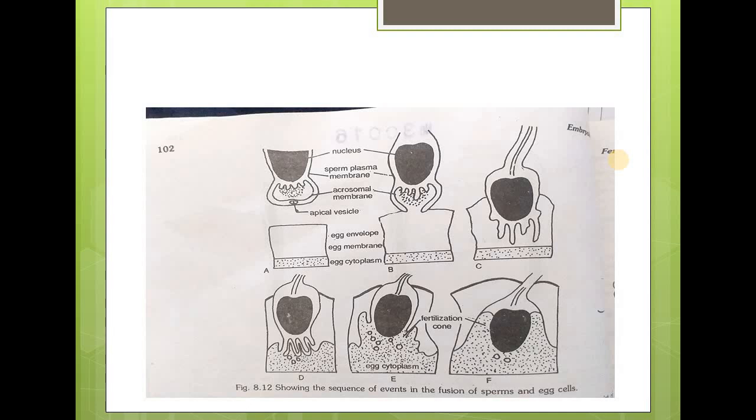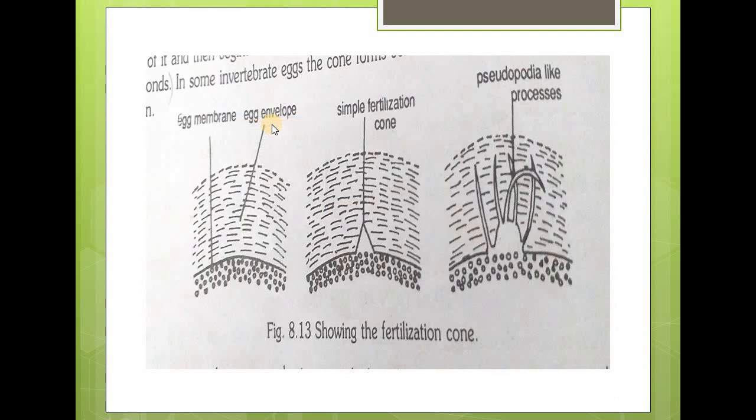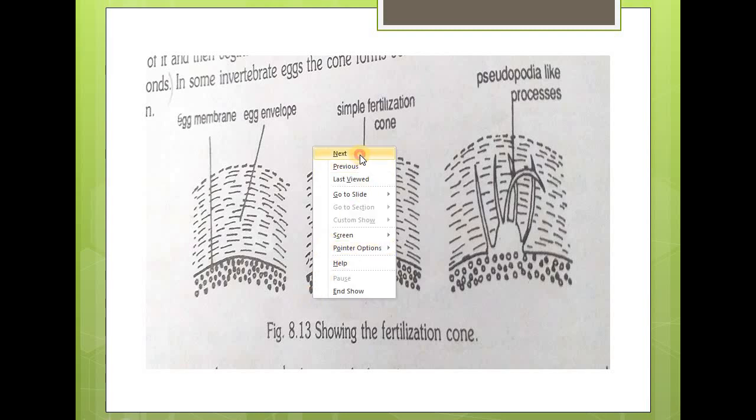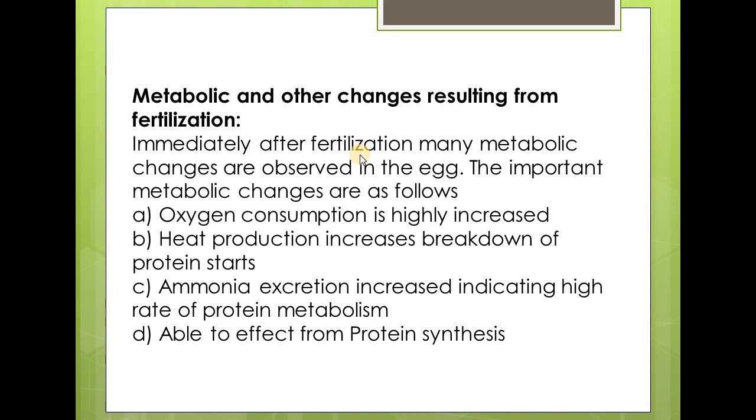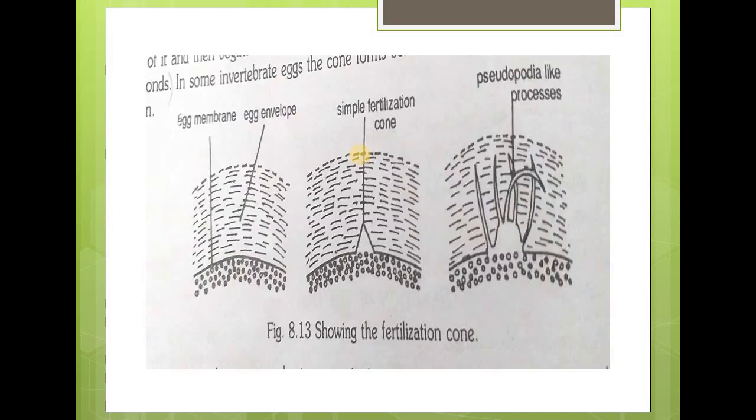And this, there are two types, as I will be explaining in the next session, that is pathological and physiological polyspermy. And you can also see the fertilization cone, which looks like a pseudopodia-like process. Another important step is the nuclear fusion, which is otherwise called amphimixis.